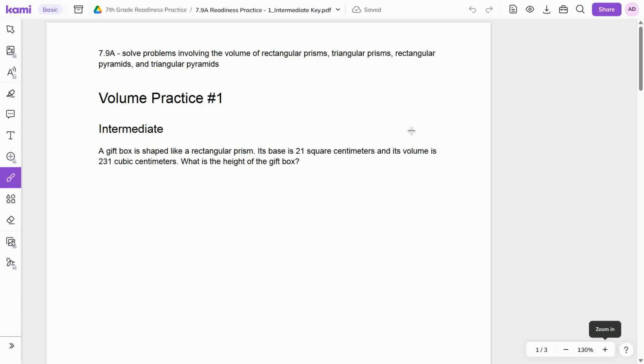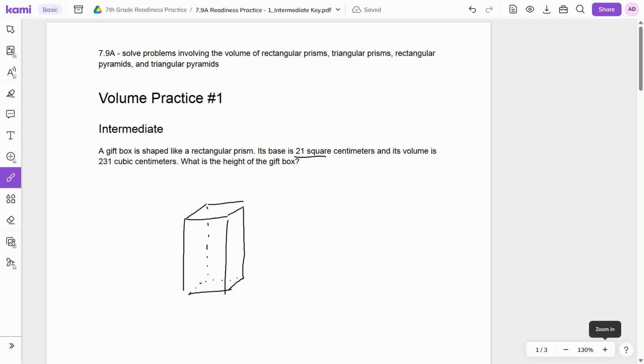So first we have a gift box, and it's shaped like a rectangular prism. All right, so I'm just going to draw a rectangular prism here so we can visually keep track of something. I'm going to draw this rectangle, and the back parts I always make dotted to help it look like it's 3D. All right, so its base is 21 square centimeters.